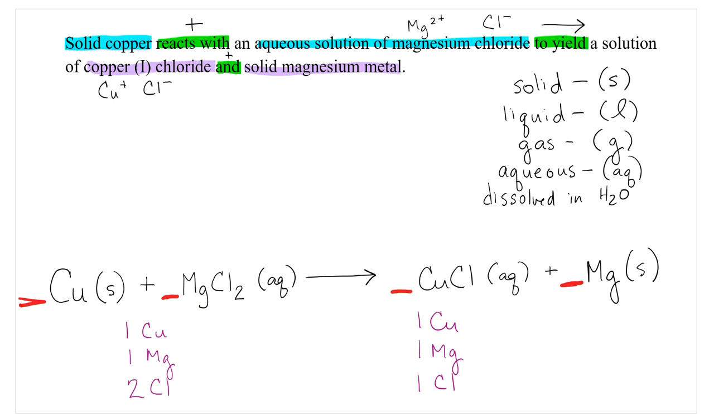1 copper in, 1 copper out, we're good. 1 magnesium in, 1 magnesium out, we're good. 2 chlorines in, 1 chlorine out, that is bad. So we have to change the coefficients in front of the compounds. You can't change the subscripts. Changing the subscripts changes the molecule, right?